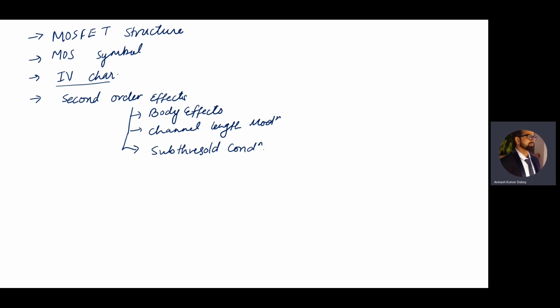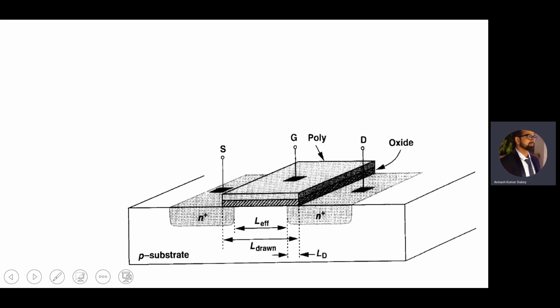So first we have to understand the MOSFET structure, how the MOSFET is formed, and what the different regions in the MOSFET are. Like source region, drain region, gate region, where the gate voltage is applied, where the voltage is applied for the operation. So let us see the basics of the MOSFET structure.